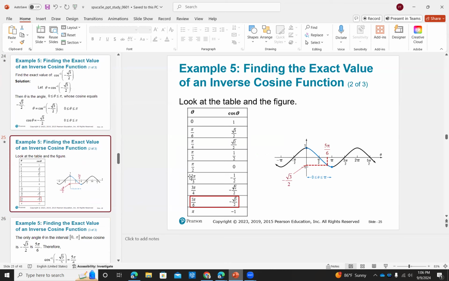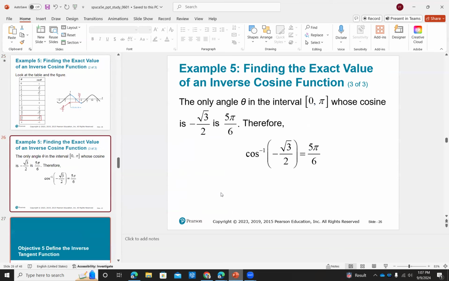So this is the main chart for cosine. Cosine 0 is 1. Cosine pi over 6 is √3 over 2. Cosine pi over 4 is √2 over 2. Cosine pi over 3 is a half. Cosine 90 is 0. So you all have to memorize these charts for sine and cosine. Therefore, for this question, guys, when it is asking you to find the angle whose cosine value is equal to negative √3 over 2, your answer will be 5 pi over 6, because inverse cosine only accepts answers from 0 to pi.